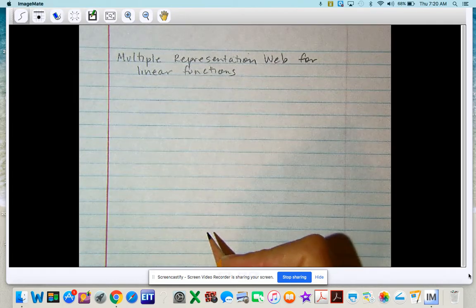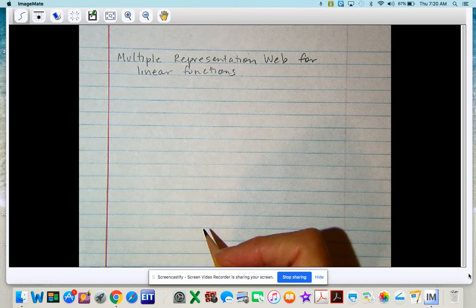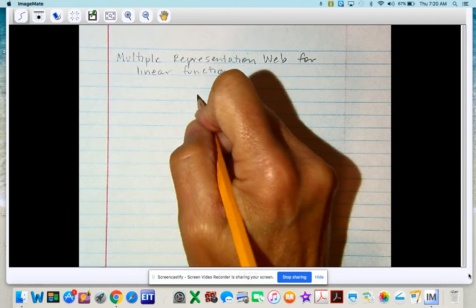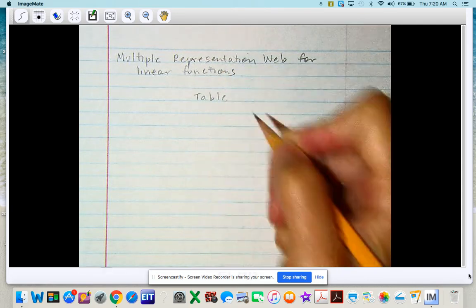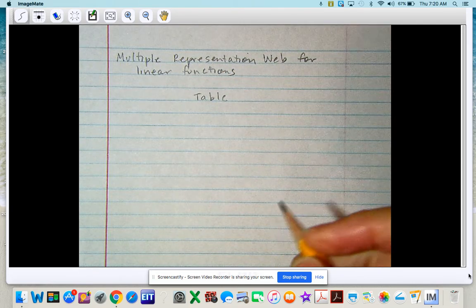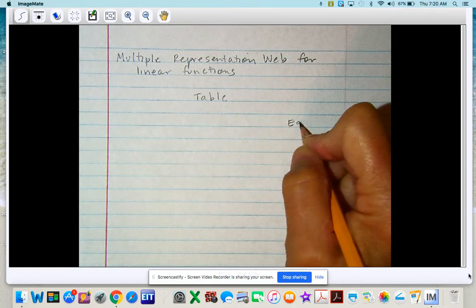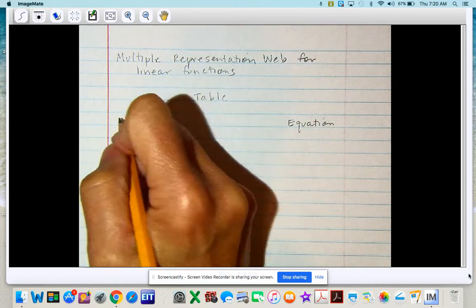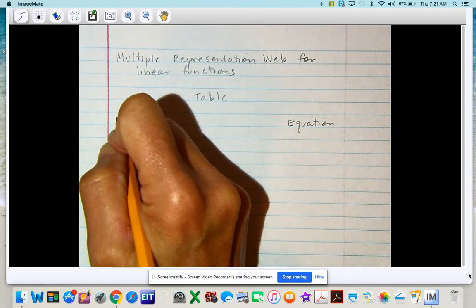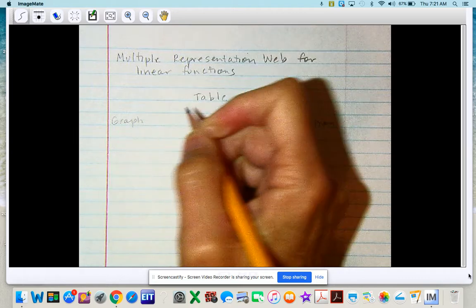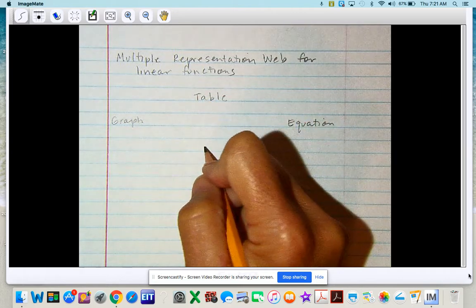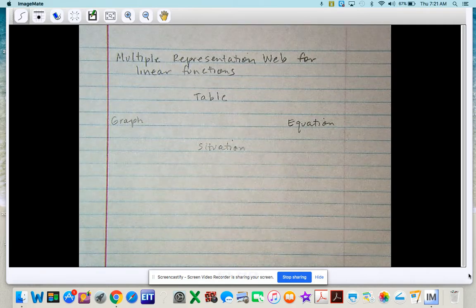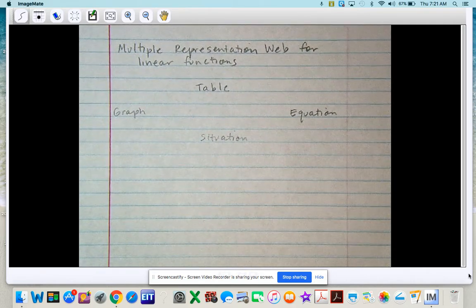All right, so the very beginning of this unit, we said that there are sort of 4 different modalities that you need to be aware of. You should be able to look at the linear function in table form, in equation form, in graph form, okay, and in situation form.